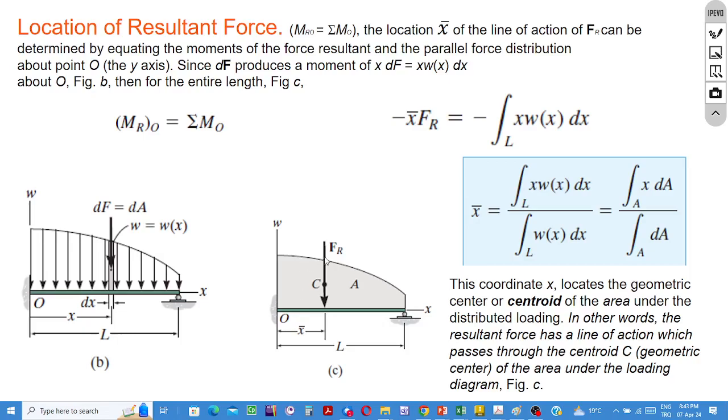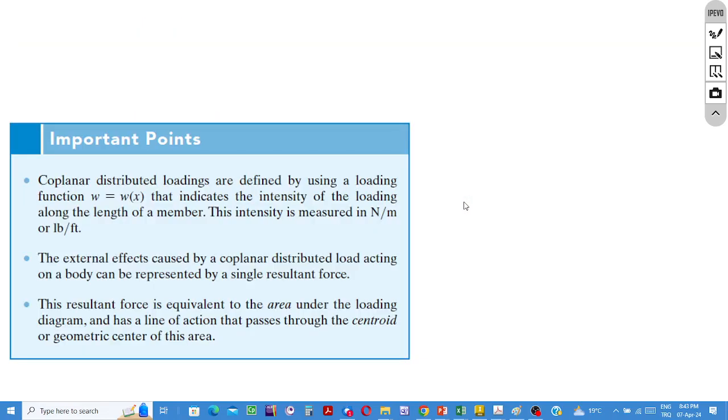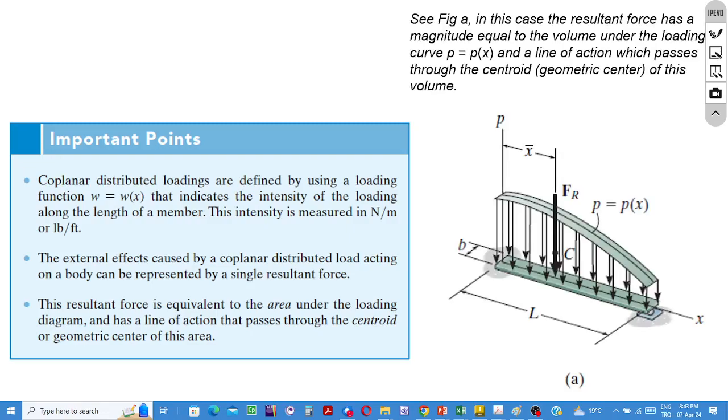If we know the centroid of the area, then we can say the resultant force passes through that point. If it is there, then it can represent the effect of the distributed load, not only the translational effect but also the rotational effect. Here there is a summary in this window, with important points to pay attention to. We already talked about such things.